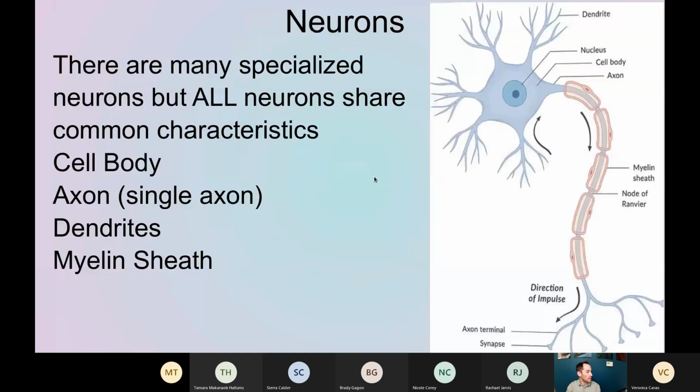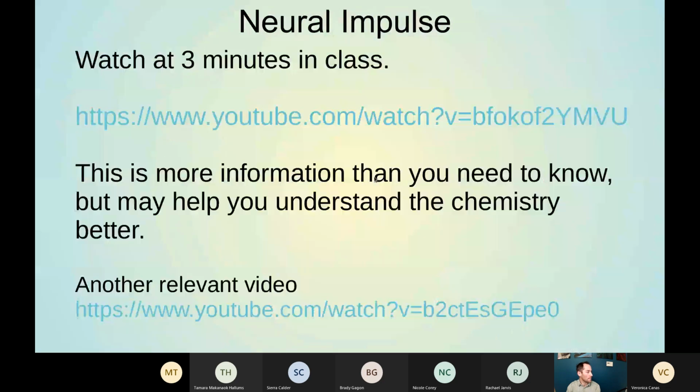All right, so let's talk about how the neuron actually sends a message. This does have more information than you need to know. Your book does a good job describing it. I'm a really visual person, so I like to see it happening this way. So let's watch this and get a sense of what is happening. Oh wait, actually, looks like class is almost done. So we'll watch this video first thing next time.